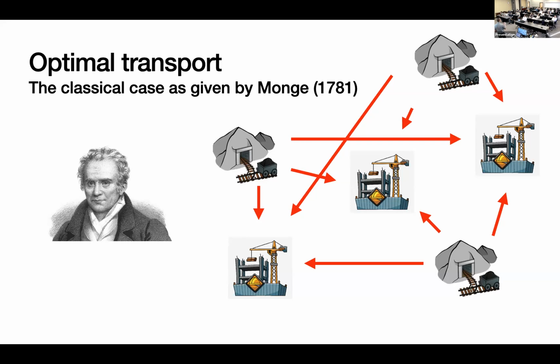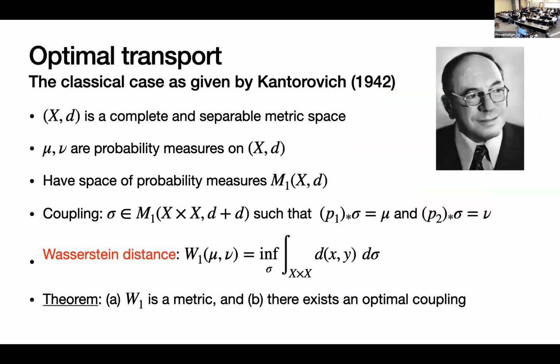And each of these has a cost associated to it, and the question is, what is the transportation plan with the optimal cost? Okay, now the modern point of view of this problem was given by Kantorovich, who gave a measure theoretic interpretation of this. So we have a complete and separable metric space with two probability measures on it, and so we're working in the space of all probability measures on a metric space.